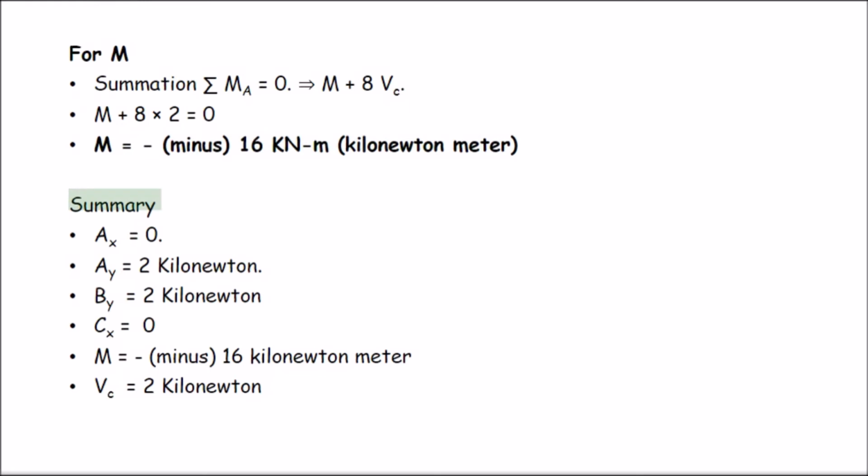Summary. A_x equals 0. A_y equals 2 kilonewton. B_y equals 2 kilonewton. C: x equals 0. M equals minus 16 kilonewton meter. V_C equals 2 kilonewton.